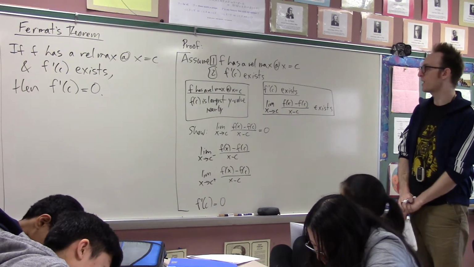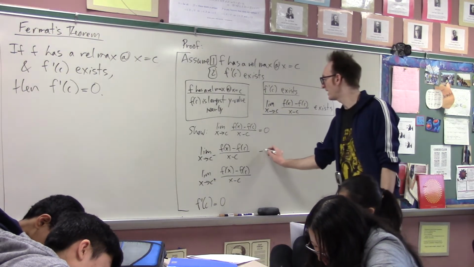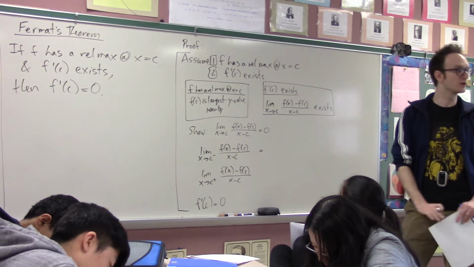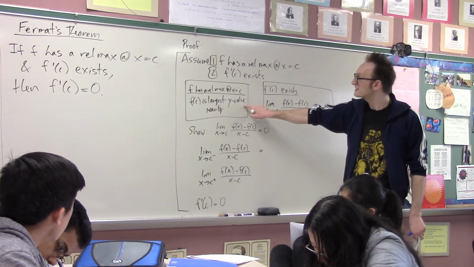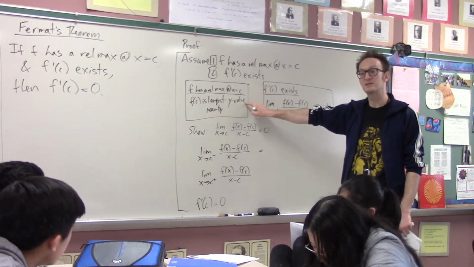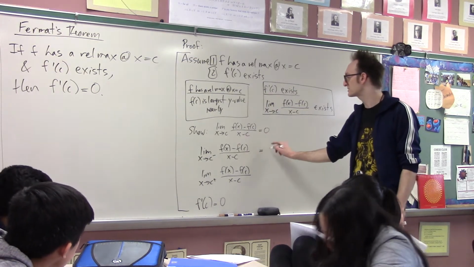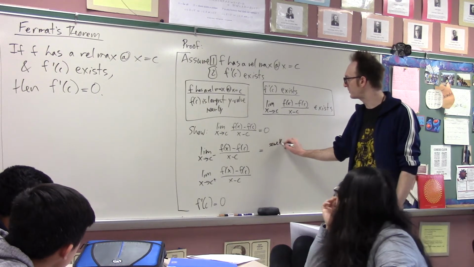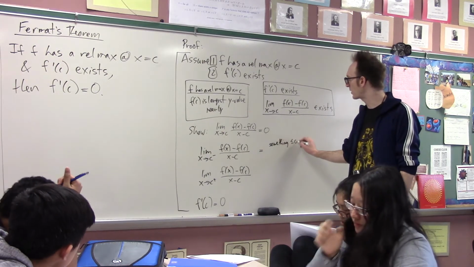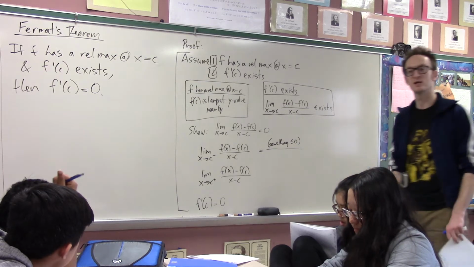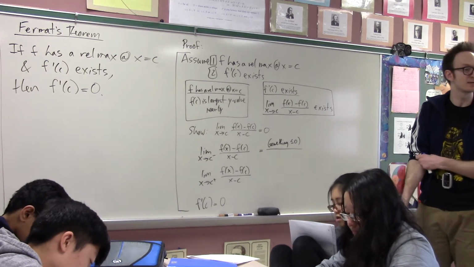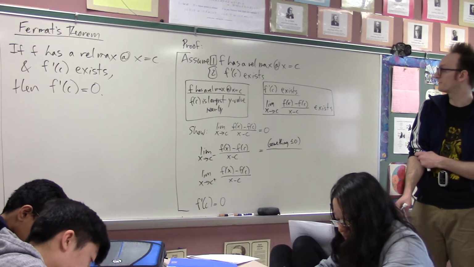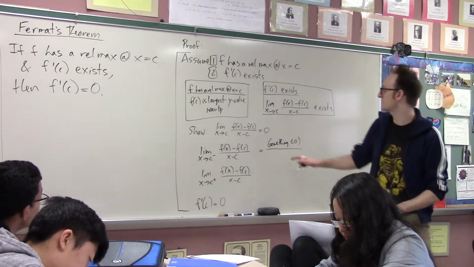Taking these one at a time, let's conclude what we just mentioned. Since f of c is the relative max, this top thing is going to be less than or equal to 0. Everyone agree? The numerator must be less than or equal to 0 because f of x is always less than or equal to f of c. And what can I say about the denominator?